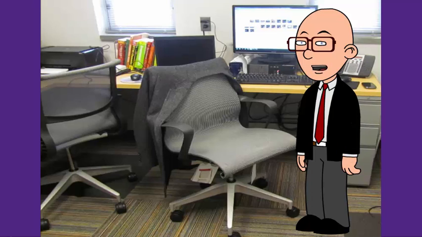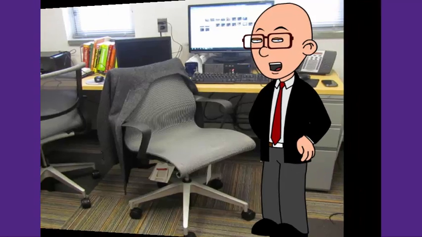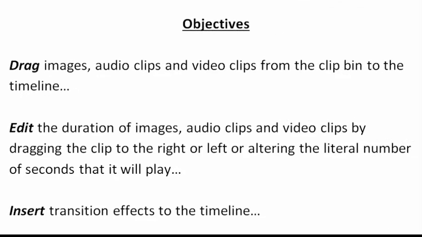Today we're going to continue to explore the manner in which to make videos using Camtasia Studio 8 video recording and editing software. We will drag images, audio clips, and video clips from the clip bin to the timeline. We will edit the duration of the images, audio clips, and video clips by dragging the clip to the right or left or altering the literal number of seconds that it will play. We will finally insert transition effects to the timeline.